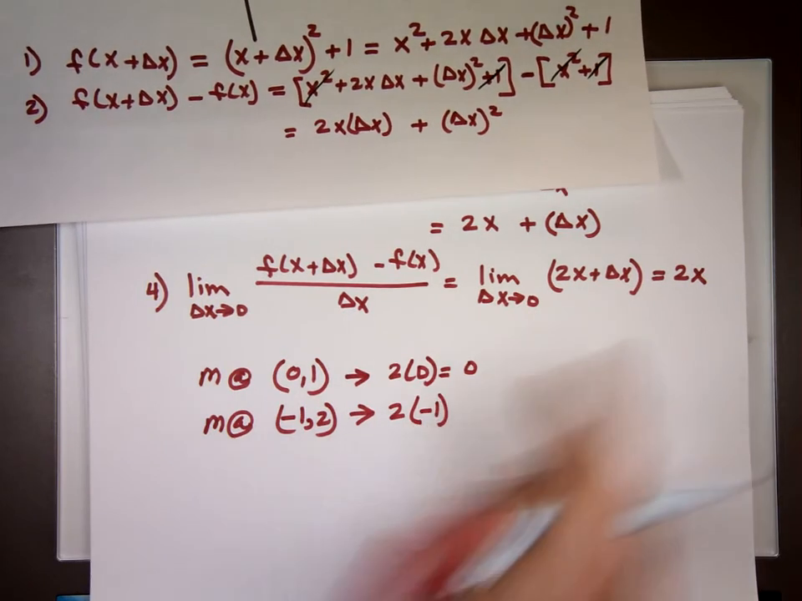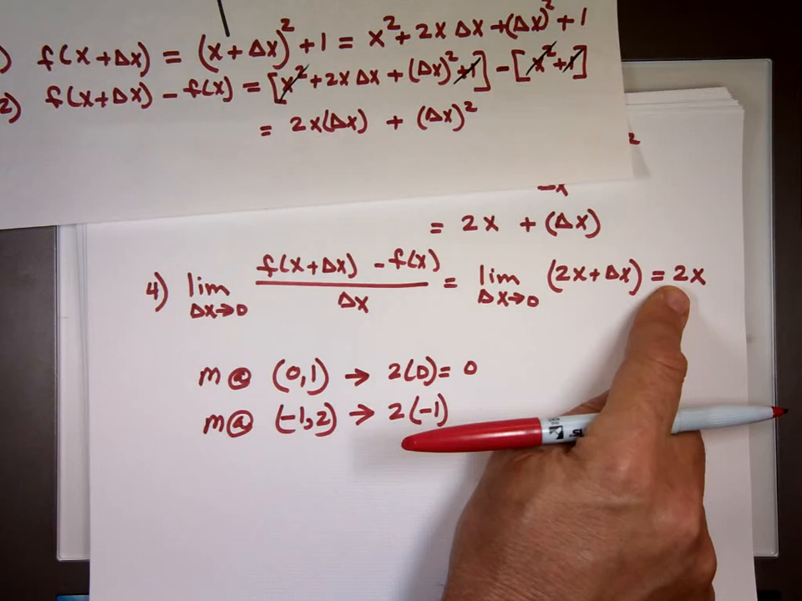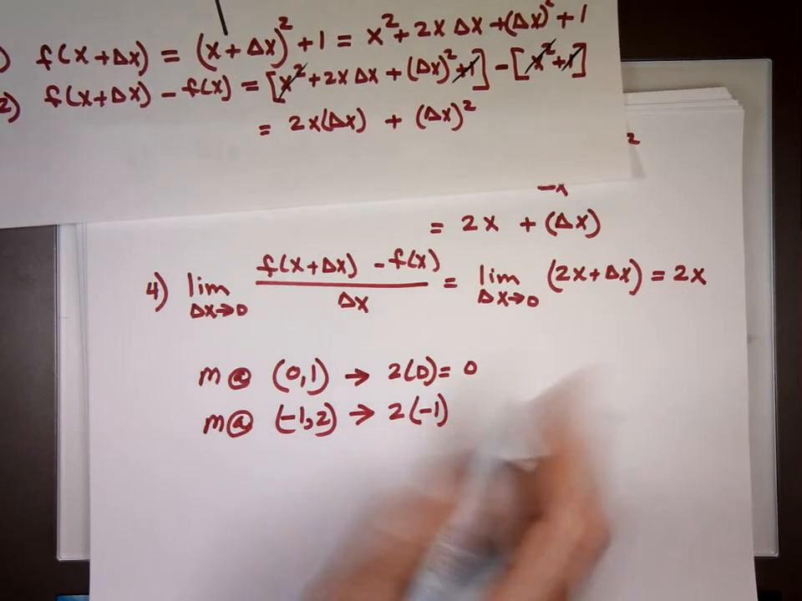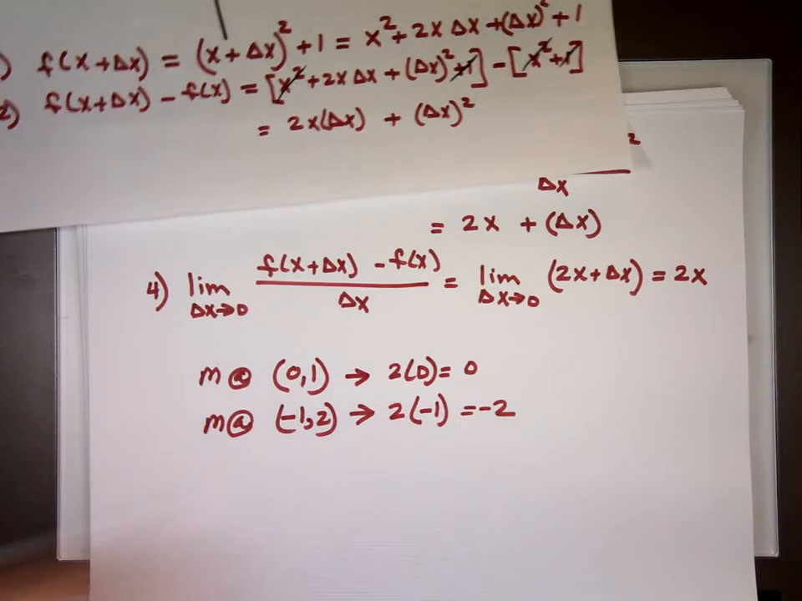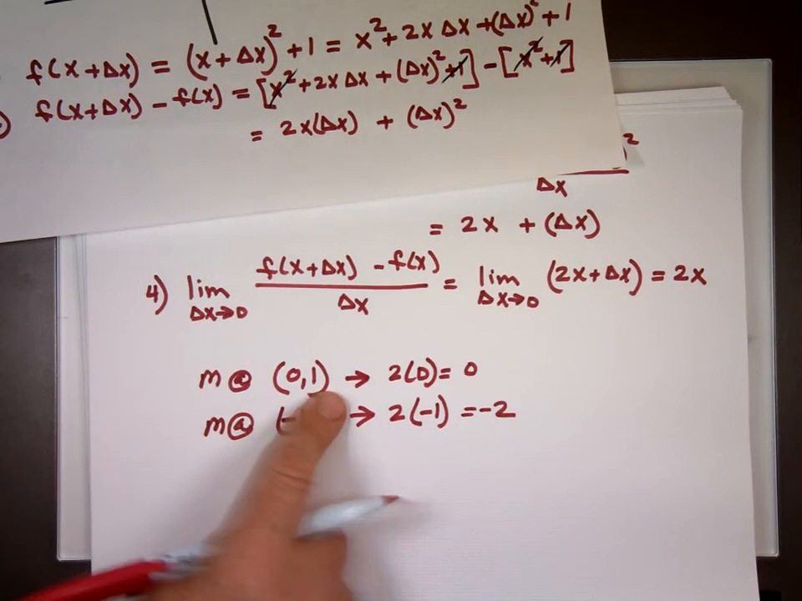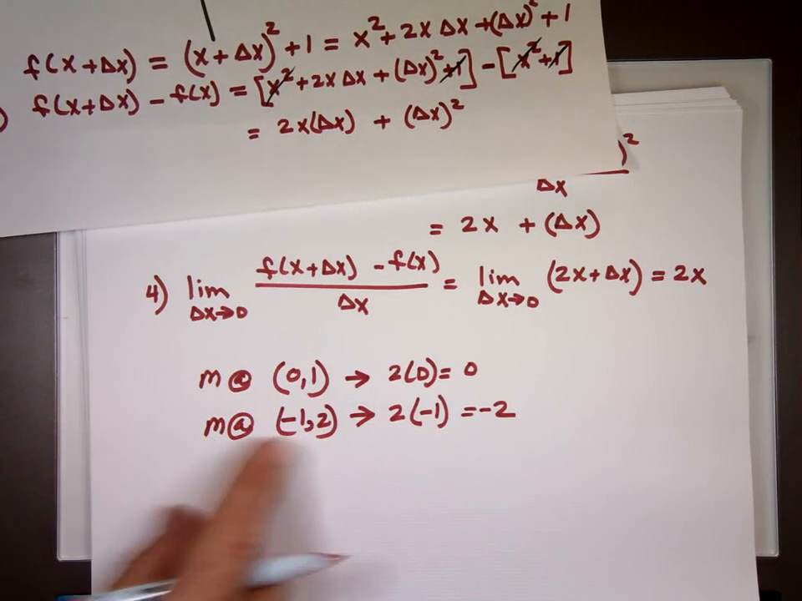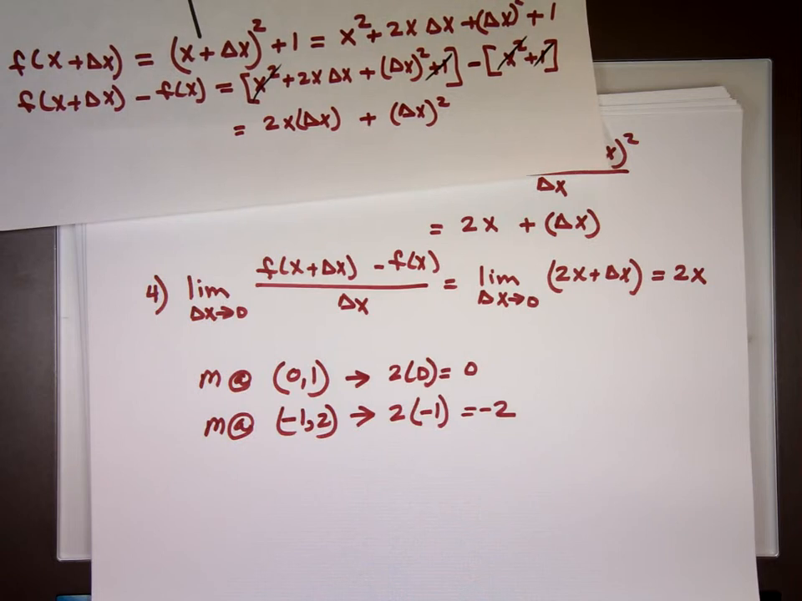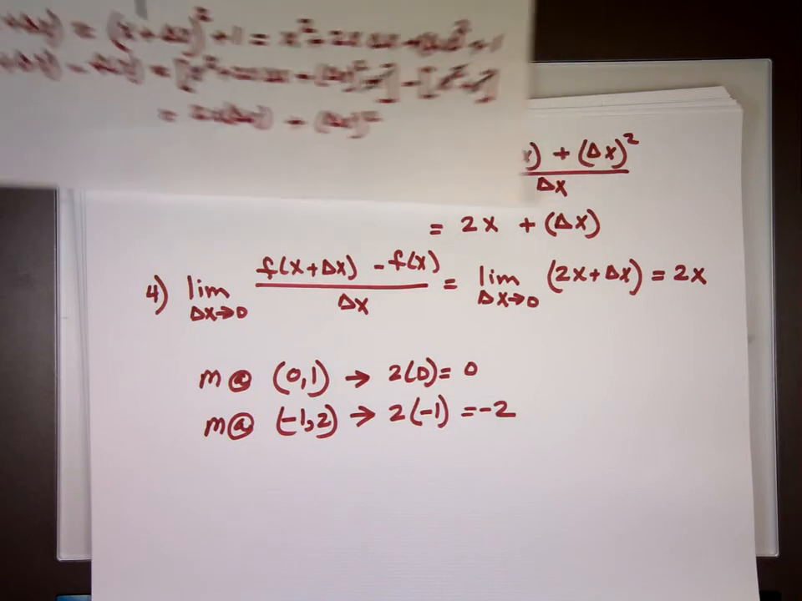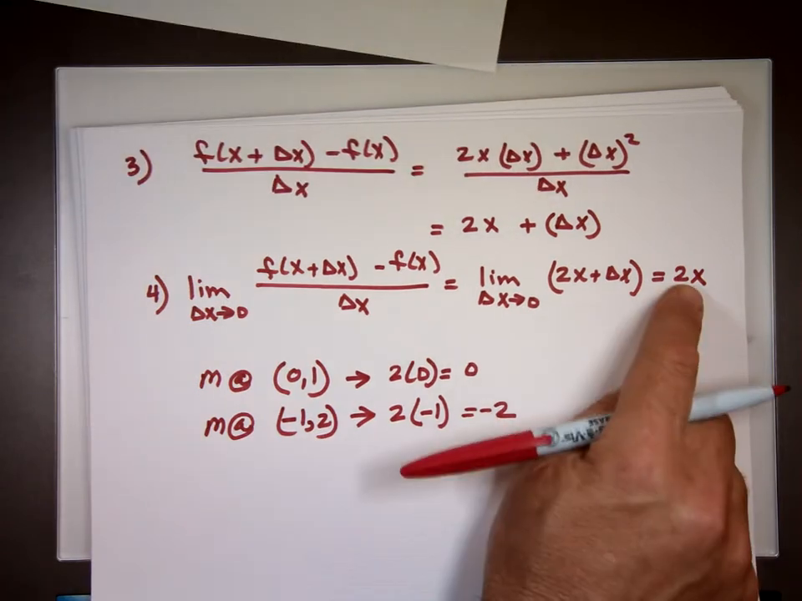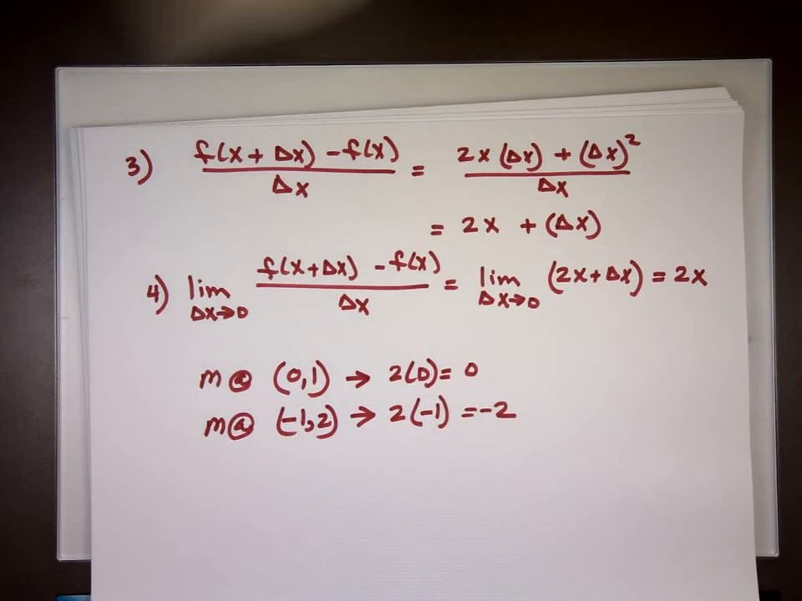You say, how about y? The equation doesn't have y in it. It has only x. That's a negative 2. So we know the slope at 0, 1 is 0. We know the slope at minus 1, 2 is negative 2. So that's why I like to solve it for x first and plug in the numbers later, because I can answer any questions they give me.